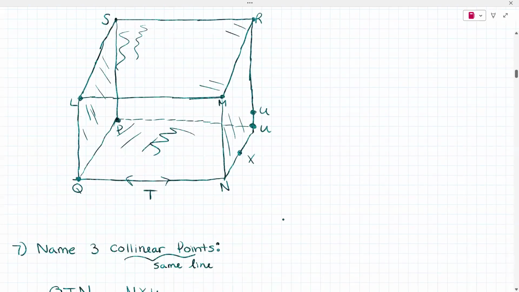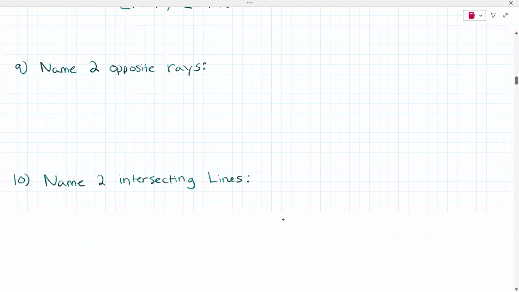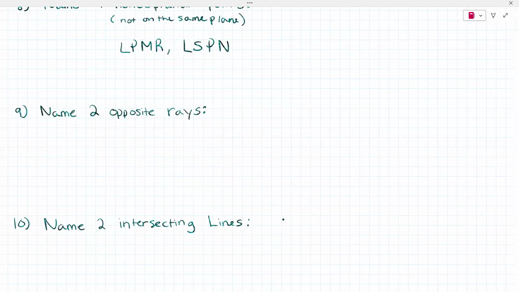Okay, so 2 opposite rays would be ray TQ and then ray TN, also ray XU and ray XN. Okay.